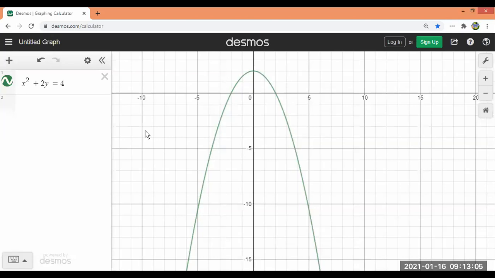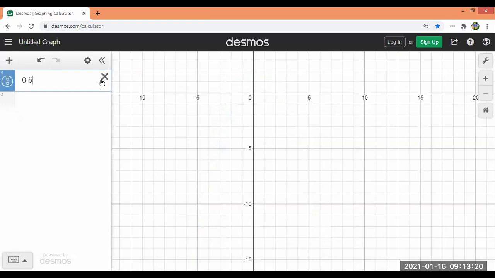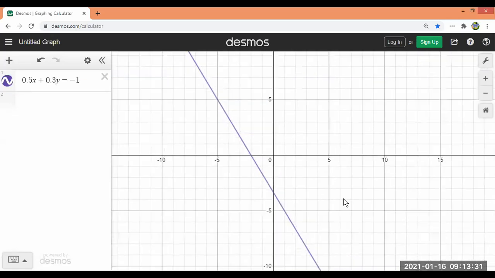So you can try out this site. You can Google Desmos graphing calculator and try to create your own linear equation in 2 variables. You can enter decimal numbers also, like 0.5x plus 0.3y equals negative 1. Check, you still get a straight line. This is a linear equation in 2 variables. You can enter fractions also, you can enter roots also for the coefficients, and that will give you a straight line.